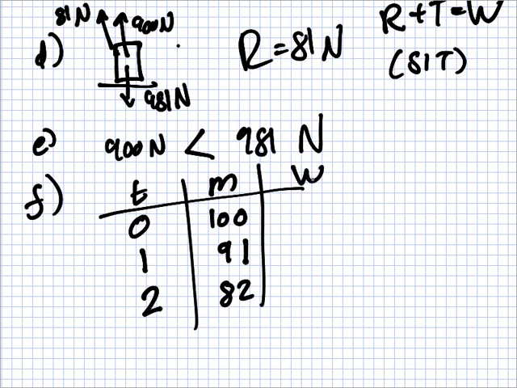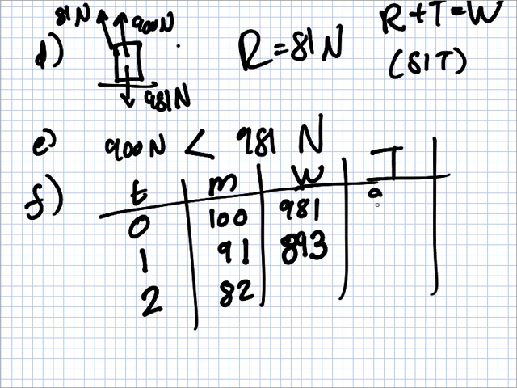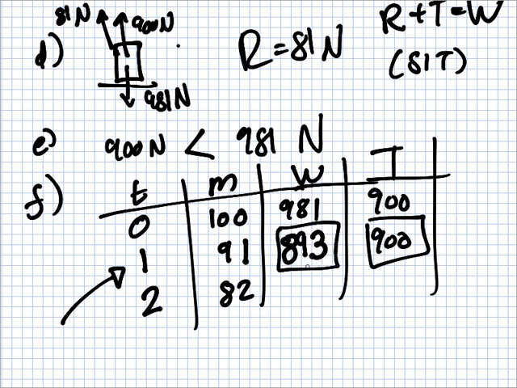Now let's calculate the weight. It was 981. What's 91g, please? 91 times 9.81. So 893 then. Yeah. My key point is, if the thrust is 900 newtons, when has it become big enough to take off? Only after 1 second. After 1 second, you have more thrust than you do weight. So it'll start to move upwards now. Okay, so the answer is after only 1 second.